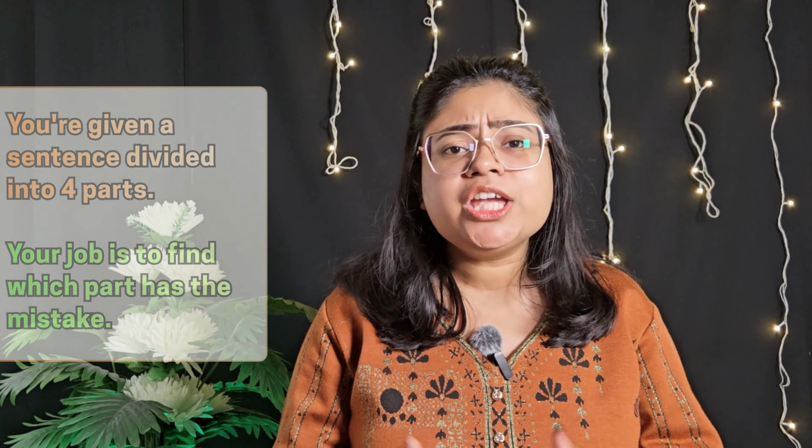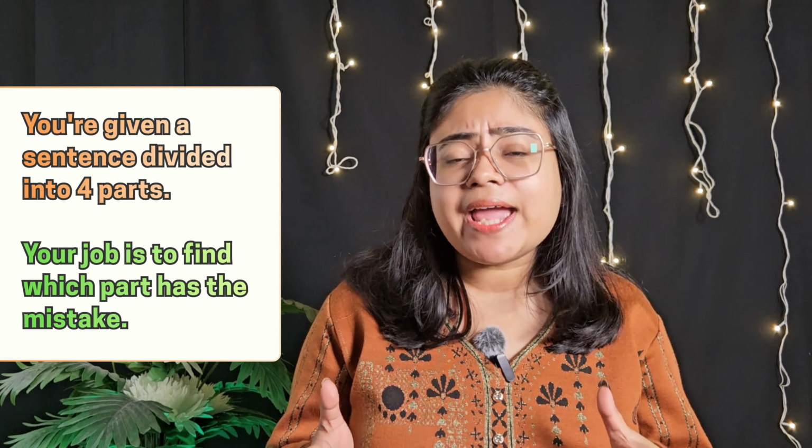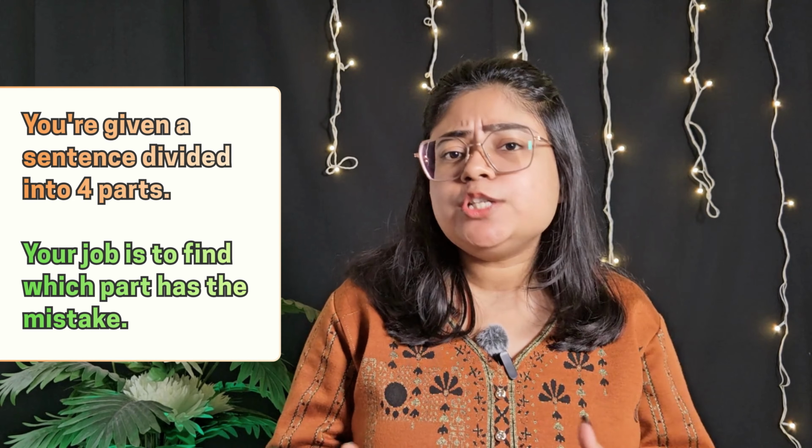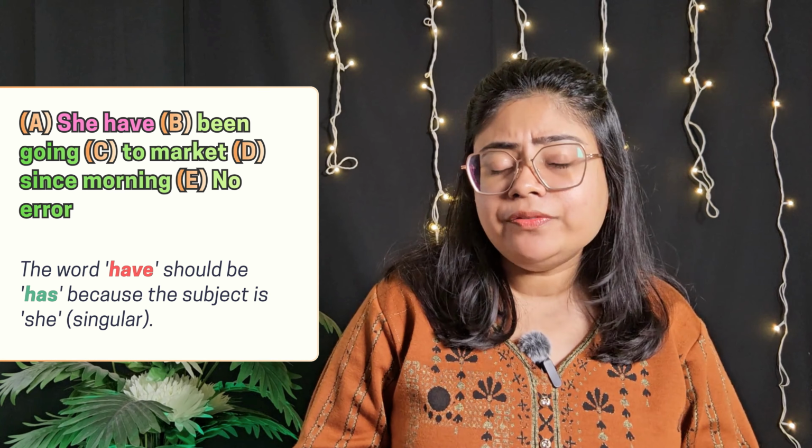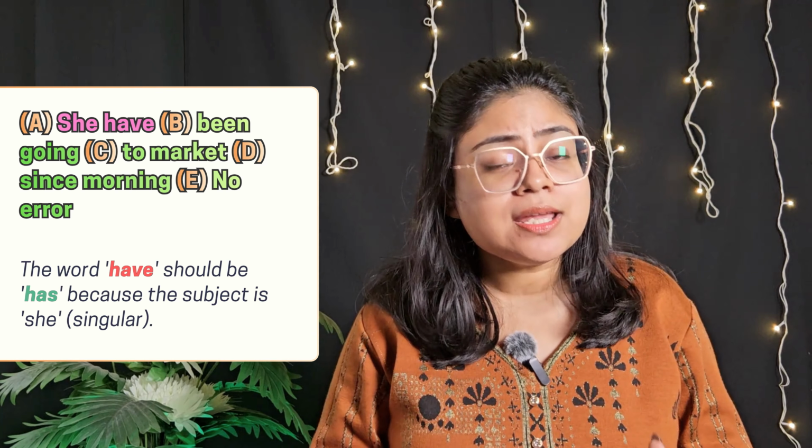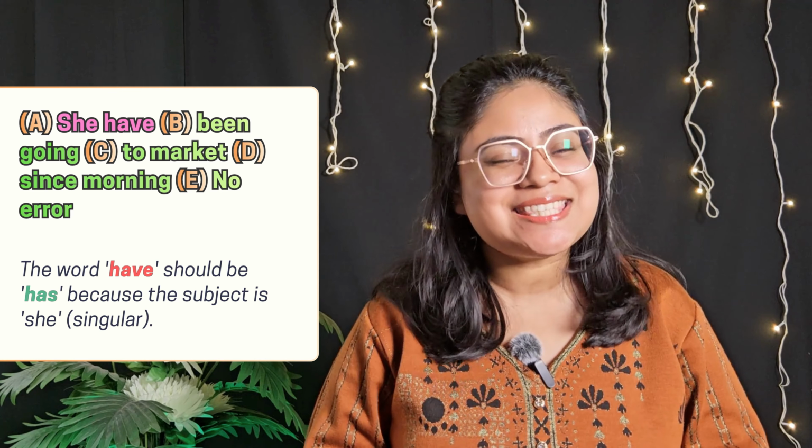What is error spotting? Simply put, you are given a sentence divided into 4 parts. Your job is to find which part has the mistake. Simple, right? Let me show you the format. Here, part A has the error. The word have should be has because the subject is she, that is singular.